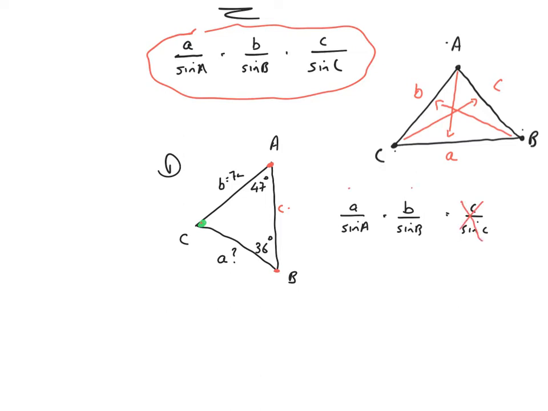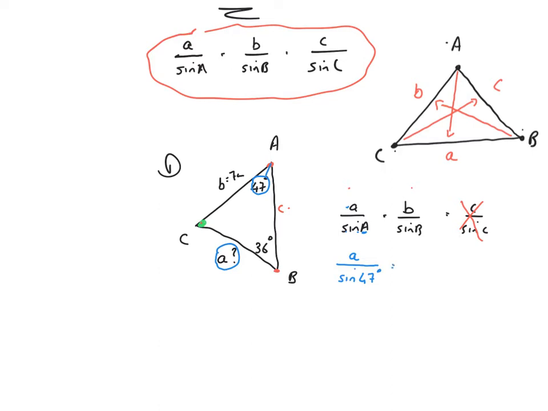So if I don't have any information about C, I cross that out and concentrate on A and B. Now what we're going to do with this question is find the length of a. So that's the top bit there, a. So it's going to be a over sine A. The capital letter A has got an angle which is 47, so that's sine 47.